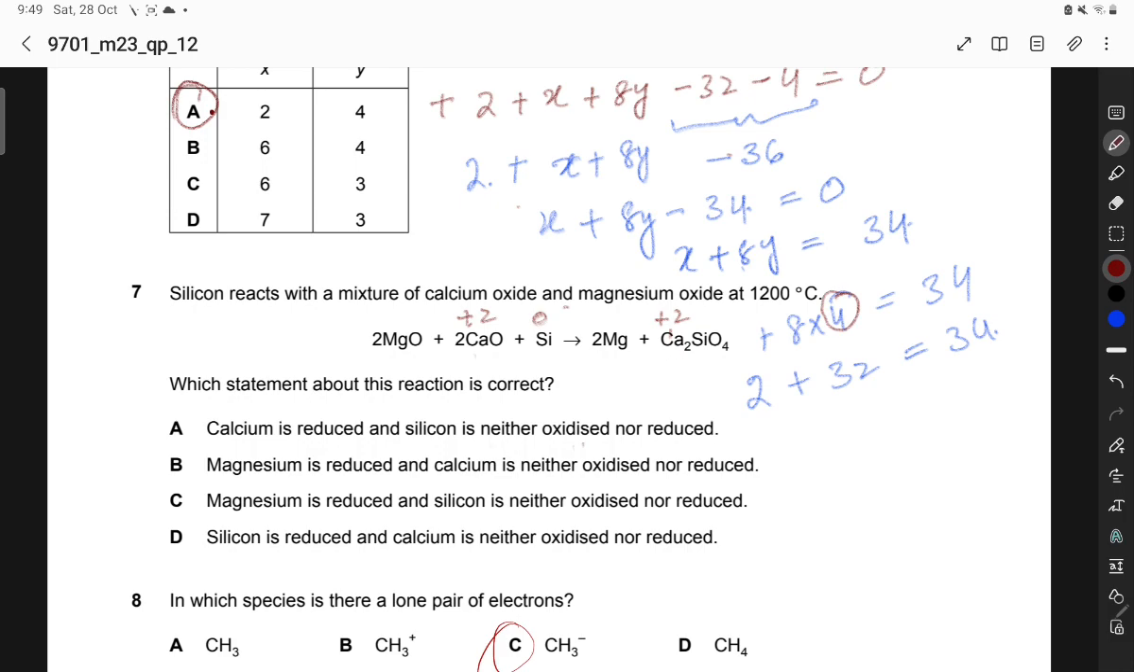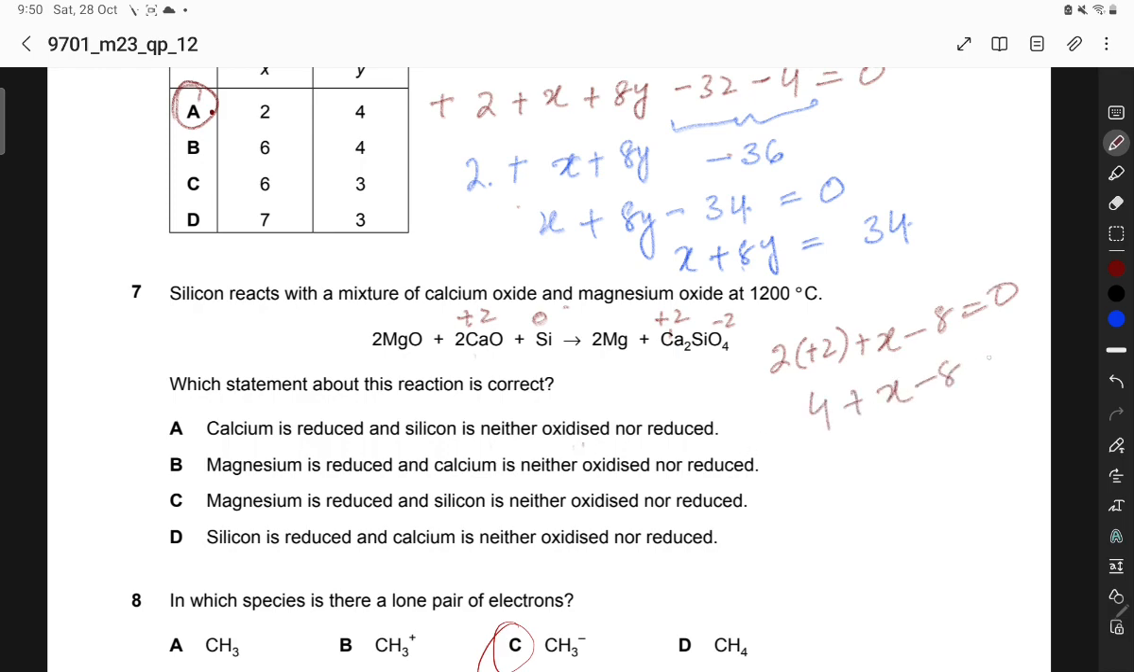Silicon over here is 0, and in calcium silicate, 2 into plus 2 plus X plus minus 4 times 2 is equal to 0. So 4 plus X minus 8 is equal to 0. So X minus 4 is equal to 0, so X is plus 4. So silicon is in this case oxidized, so this is incorrect.